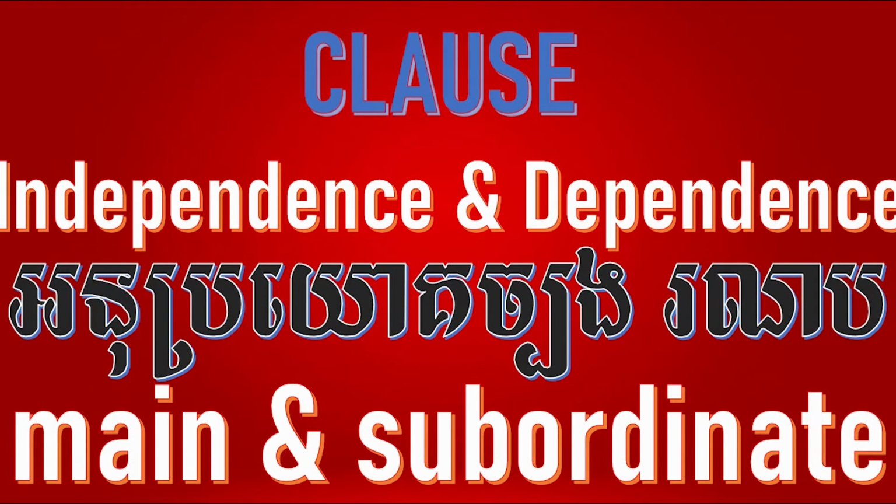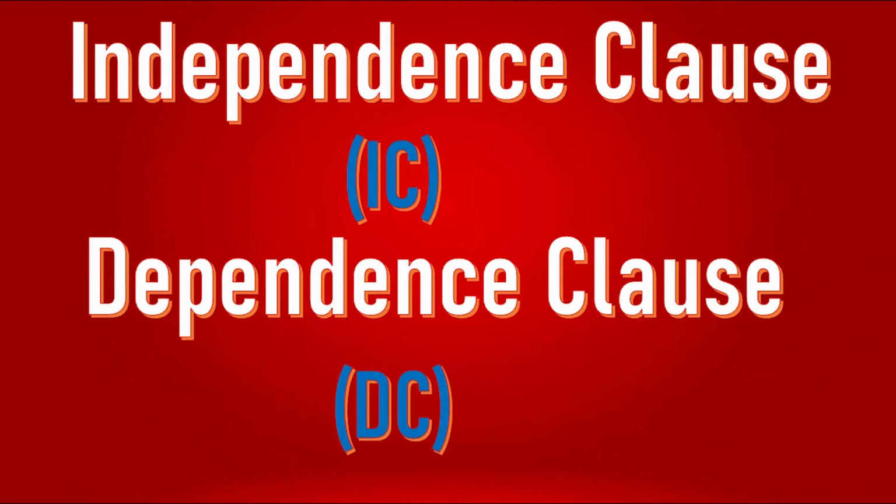In this video, I am teaching you the difference between the independent clause and dependent clause. We also call them main clause or subordinate clause. Let's go to the deeper explanation. Sometimes in writing class, we call independent clause IC and dependent clause DC.